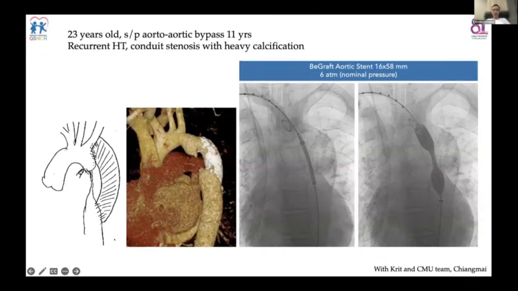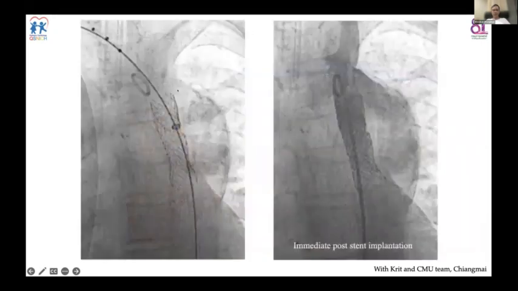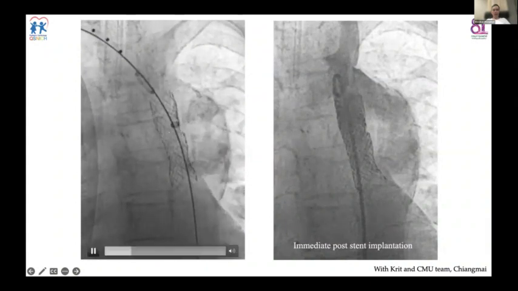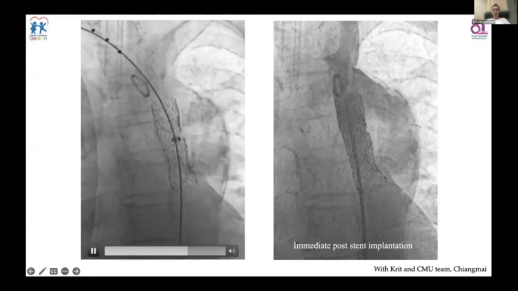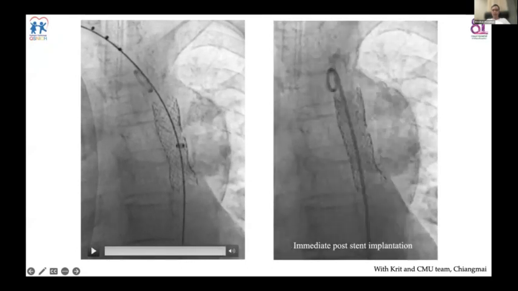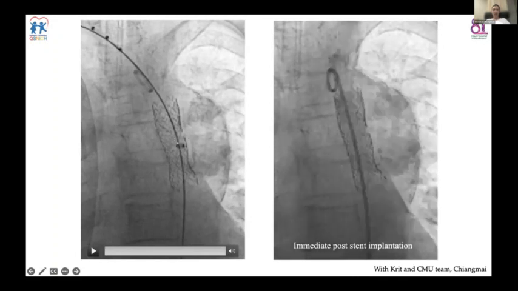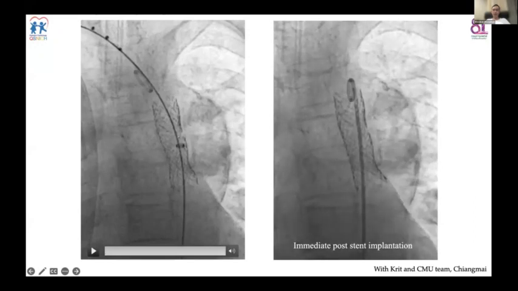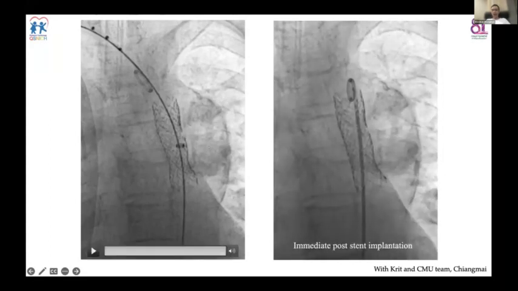So this is a case, to be quick. This is a nearly interrupted segment here, bypassed years ago, but having some residual gradients there. So we eventually went ahead with putting a covered stent. But as you can see here, while we were trying to advance the sheath to get the pressure gradient, oh, I think this is the take-home message for you, that this is not a good way to do it. So be careful, especially with the B graft, because the open cell is very fragile here, and even if it's covered outside, you run the risk of injury.